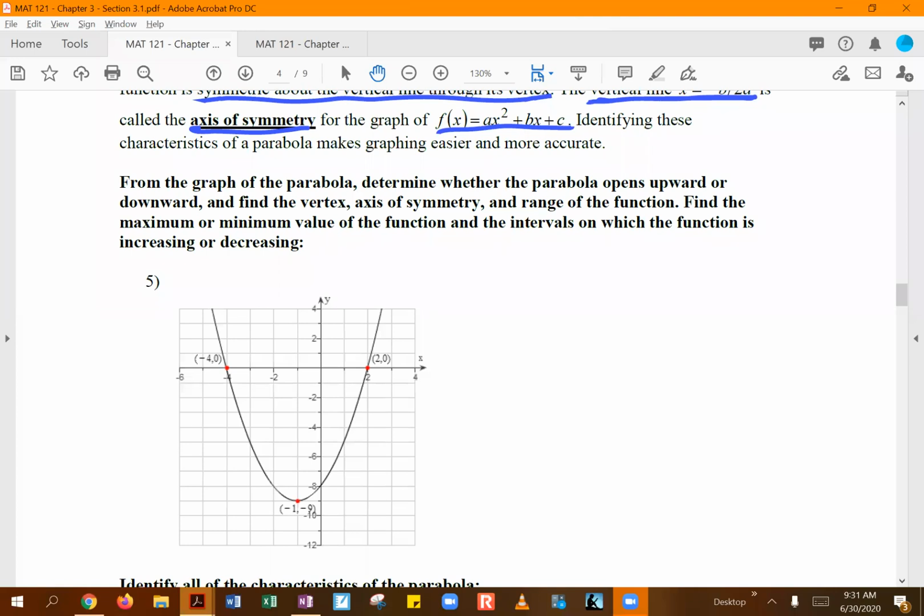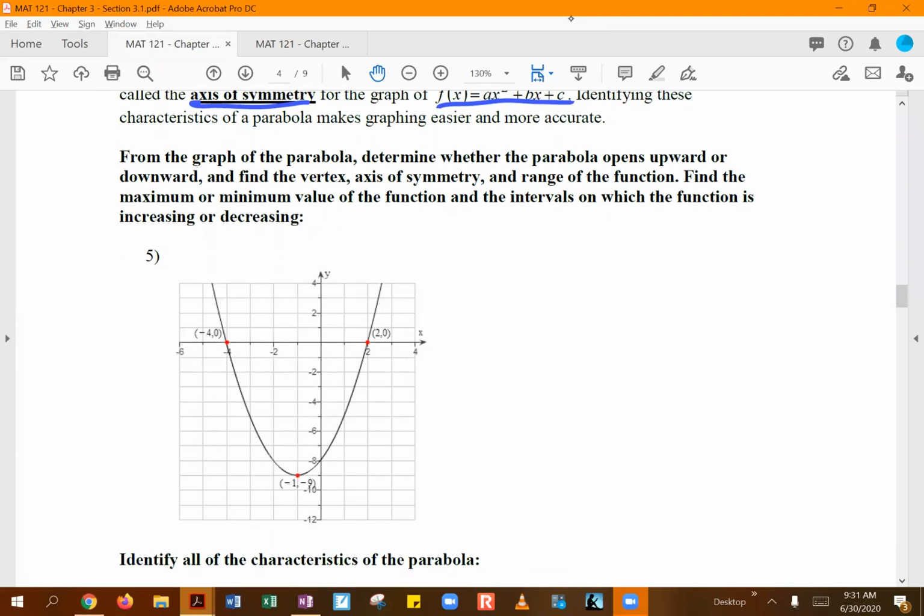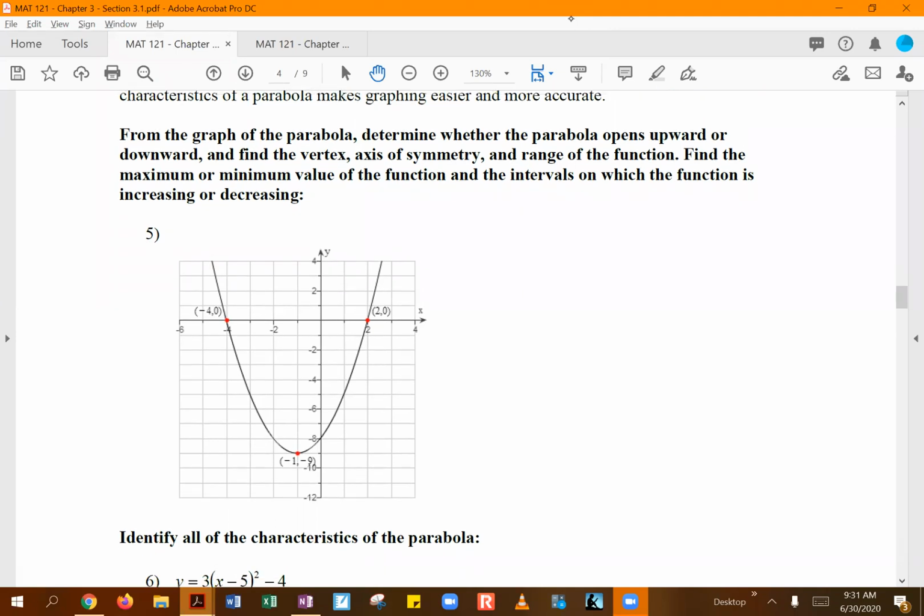So I have a couple examples here just to make sure that you are going to be comfortable identifying all these different characteristics. This first example here is asking us to determine if the parabola opens up or down. What is the vertex, the axis of symmetry? They want us to find the range of the function. They also want us to find, do we have a maximum or a minimum value, and the intervals on which our function is increasing or decreasing. So let's start with the opening.